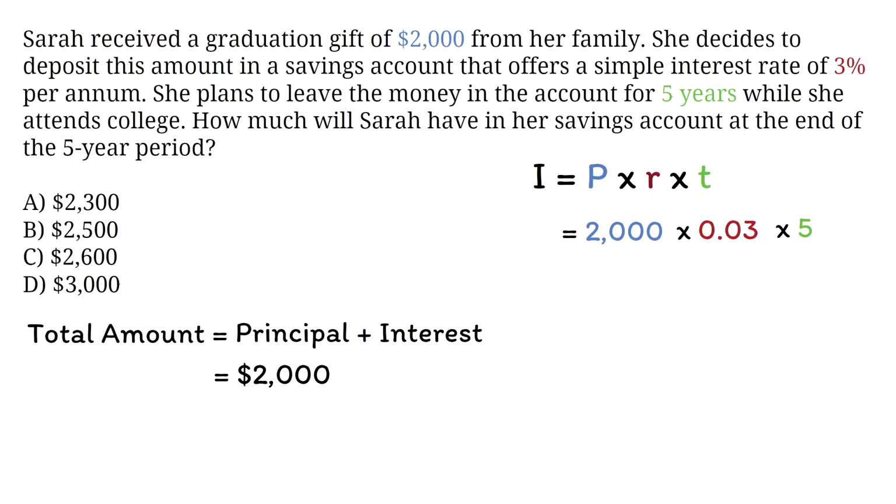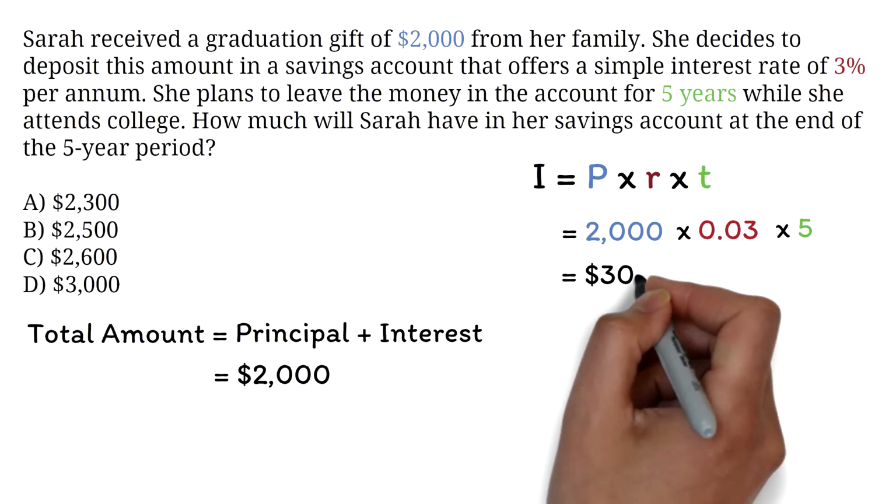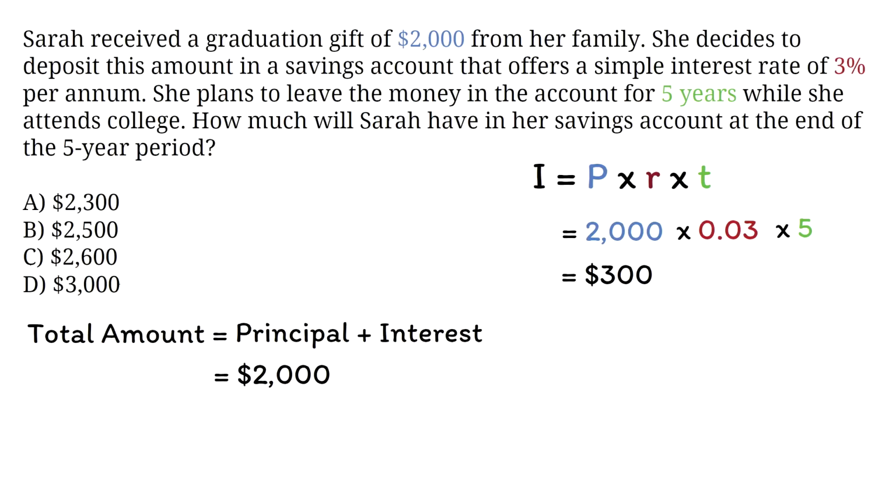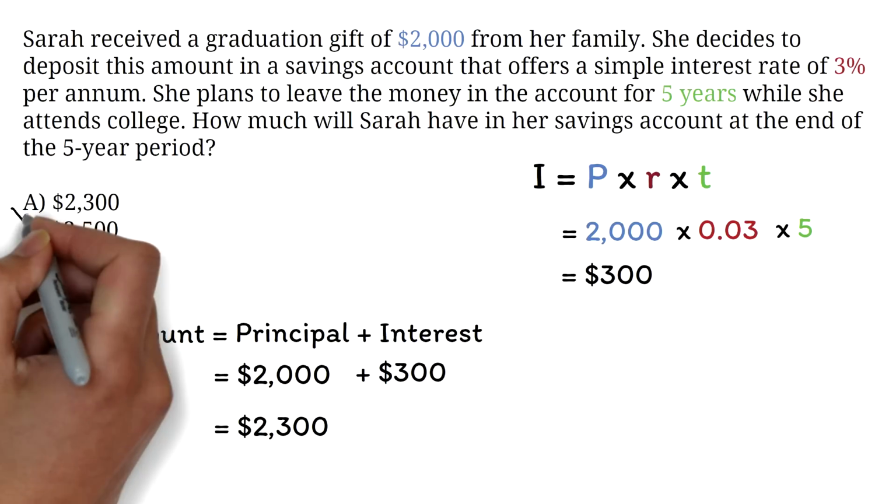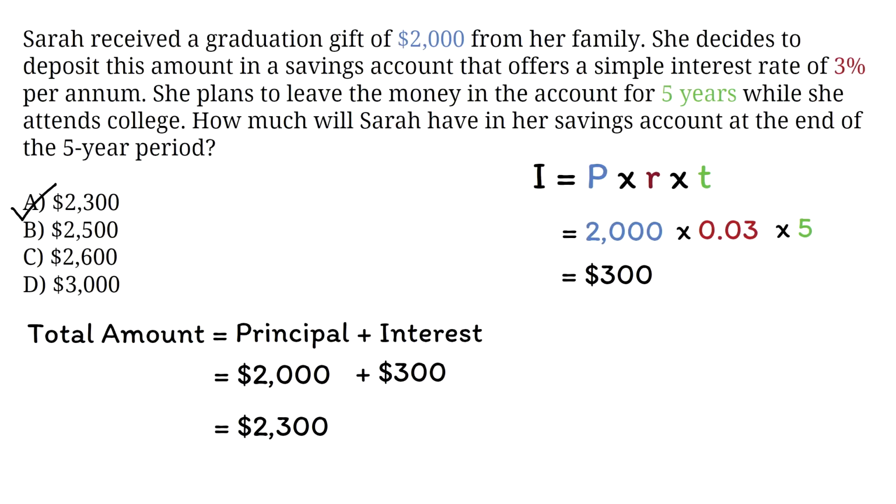We compute this on the calculator. 2,000 times 0.03 times 5 to get 300. So the interest that Sarah will receive is $300. We add our interest to the principal to get $2,300. Therefore, the correct answer is option A, $2,300.